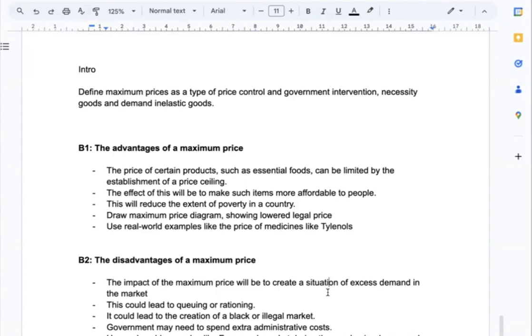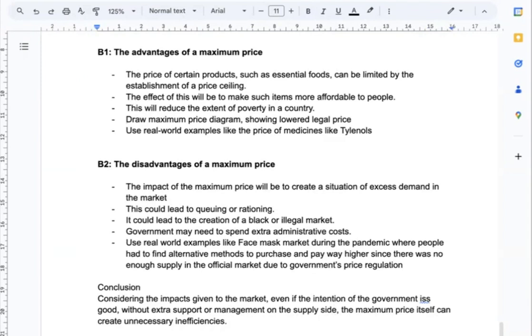So to support the argument, I can use real world examples like the face masks market during the pandemic, where people had to find alternative methods to purchase and pay way higher prices, since there was not enough supply in the official market due to government price regulation.